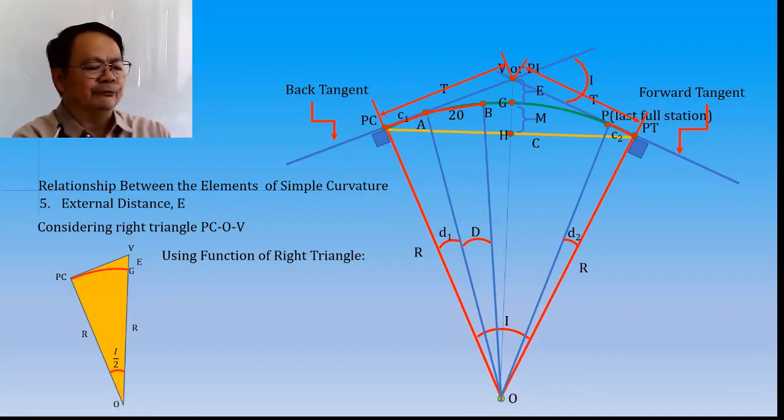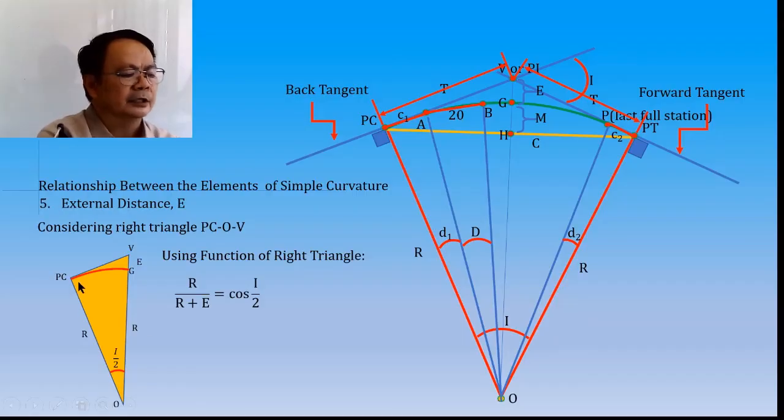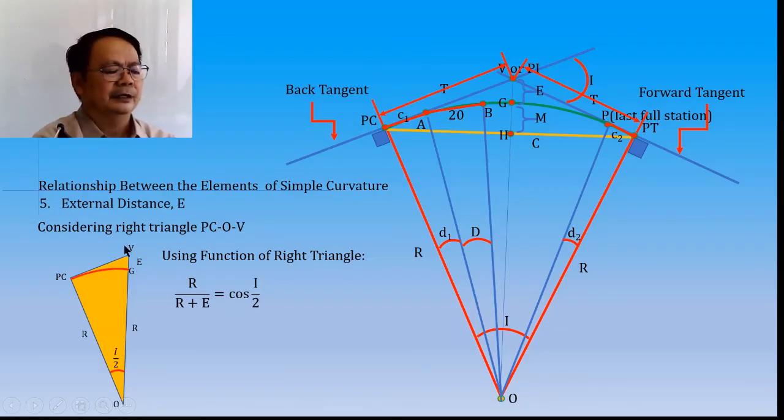Gusto ko tingnan nyo yung triangle na nabuo. Triangle PC, O and V. That is actually a right triangle, where R is the adjacent side of I over 2, and the distance V to O is the hypotenuse. And the distance V to O is the sum of E and R. So that the ratio of R to E plus R is equal to cosine of I over 2. And we are to solve for E.